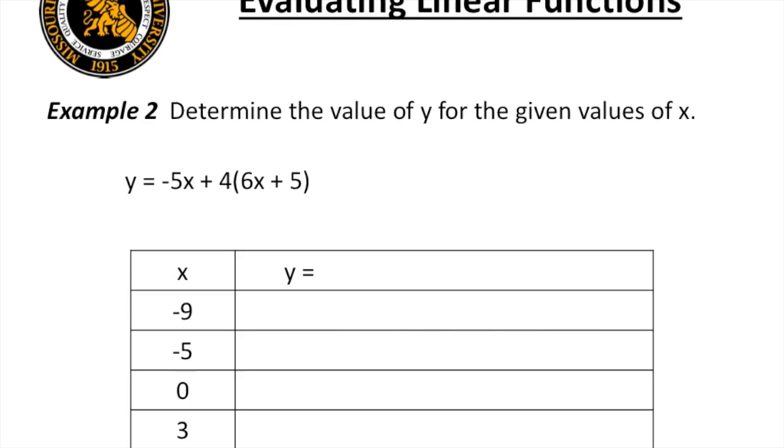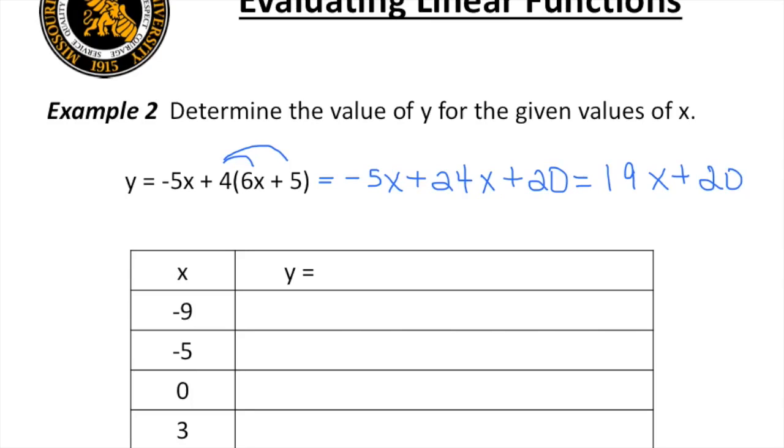So simplifying our expression in our equation by distributing the 4 through the set of parentheses, we get negative 5x plus 24x plus 20. And combining like terms, we end up with 19x plus 20. So our equation can be written equivalently as y equals 19x plus 20.